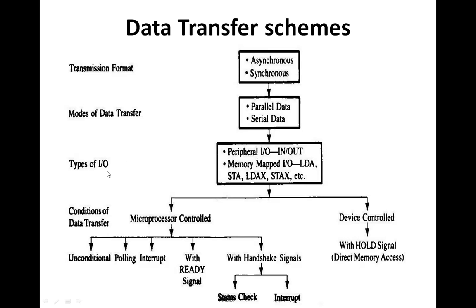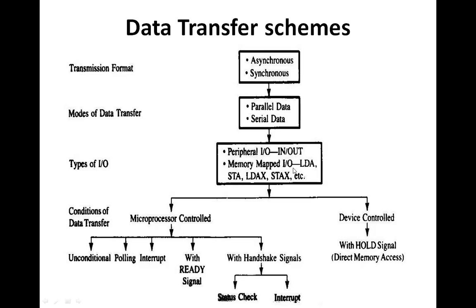Then we have the type of input output, how we recognize the input output devices, and based on that we have two data transfer schemes. One is peripheral mapped input output and the second one is memory mapped input output. In peripheral mapped input output, the input output devices are considered as a separate entity, not at all concerned with the memory. They are separate entities, separate address schemes are used, and separate instructions, for example, IN and OUT instructions are used for that.